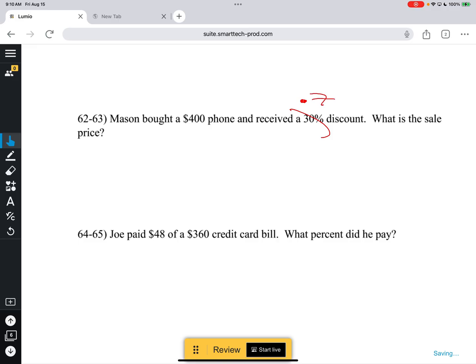Anybody have a question about where in the world did we get a 7? There's no 7 in the problem. Because you subtract 30 from 100. Yep. It's all percents are based off of 100. And if we didn't use the 30, we did have to use the 70. So what is the sale price? $280. So to set that up, we would also have it like this. So, $280.